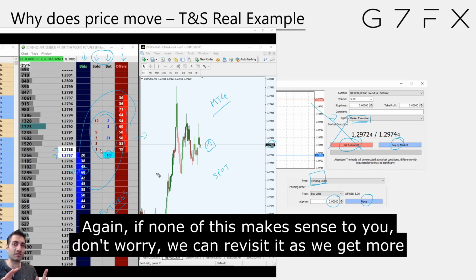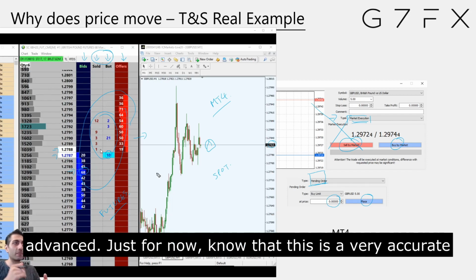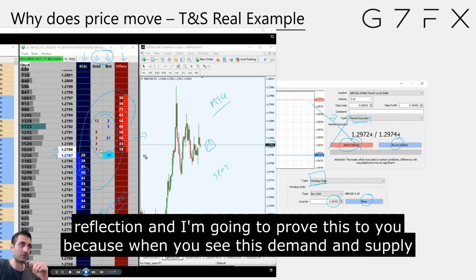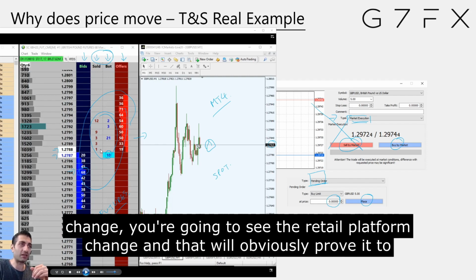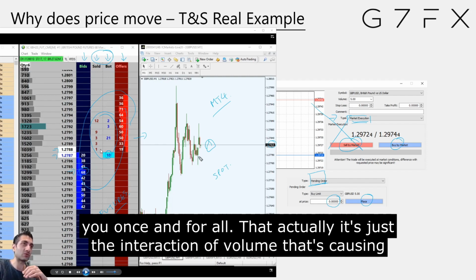Again, if none of this makes sense to you, don't worry, we can revisit it as we get more advanced. Just for now, know that this is a very, very accurate reflection. And I'm going to prove this to you, because when you see this demand and supply change, you're going to see the retail platform change, and that will prove it to you once and for all that it's the interaction of volume that's causing this to go up and down.